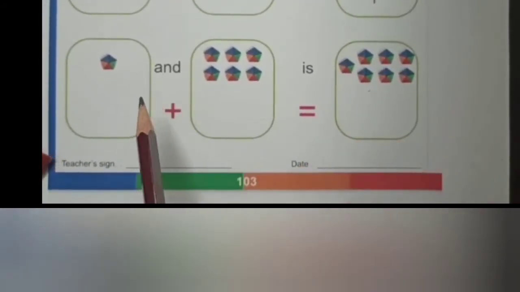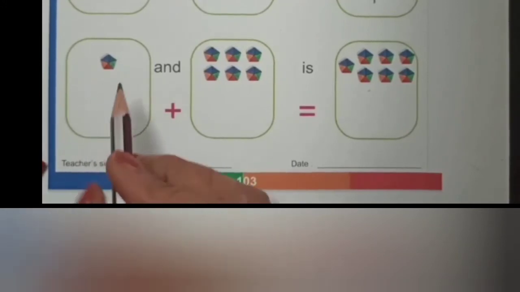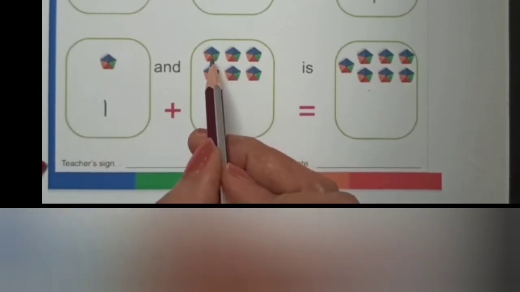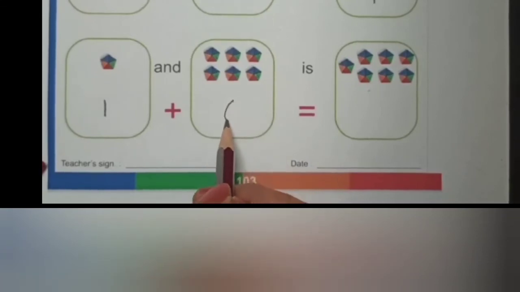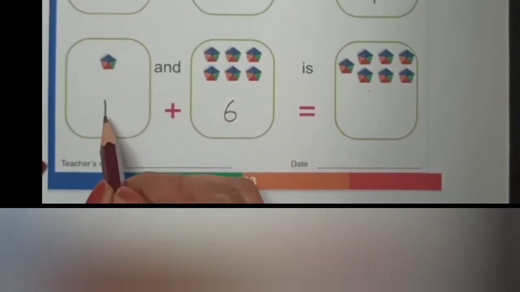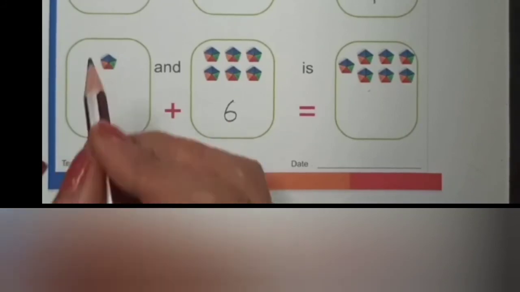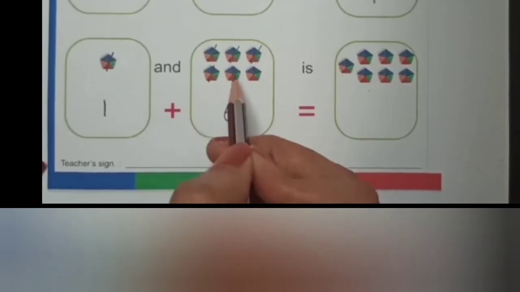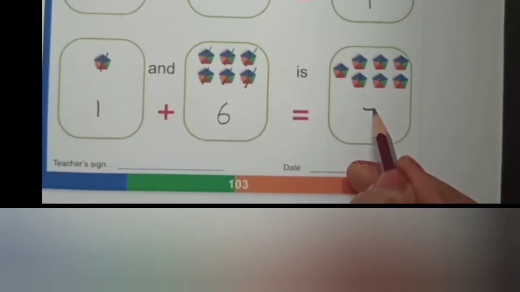Now here we have prisms. How many prisms are here? 1. And here 1, 2, 3, 4, 5, 6. 1 plus 6. Let us count. 1, 2, 3, 4, 5, 6, 7. 1 plus 6 is equal to 7.